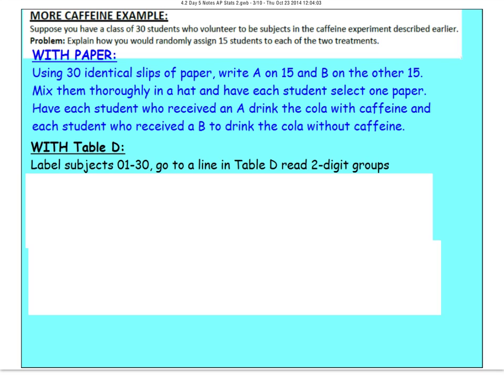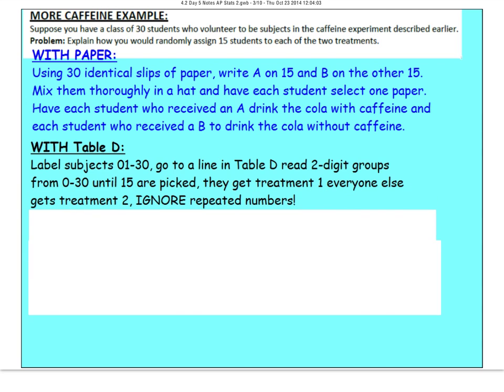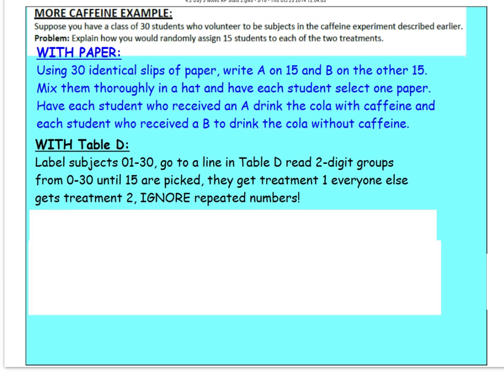Go to a line in table D, read 2-digit groups from 00 to 30 until 15 are picked. Have those first 15 get treatment 1, and everyone else will get treatment 2. So treatment 1 could be with caffeine and treatment 2 without caffeine. You have to say to ignore your repeats in this, because it could happen.